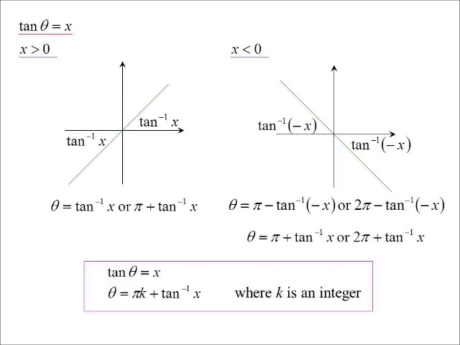So if tan theta is equal to x, for this one, it's simply going to be multiples of pi plus. So not plus or minus like the inverse cos one, just plus. It's always pi plus, 2 pi plus, 3 pi plus, and so on and so on.